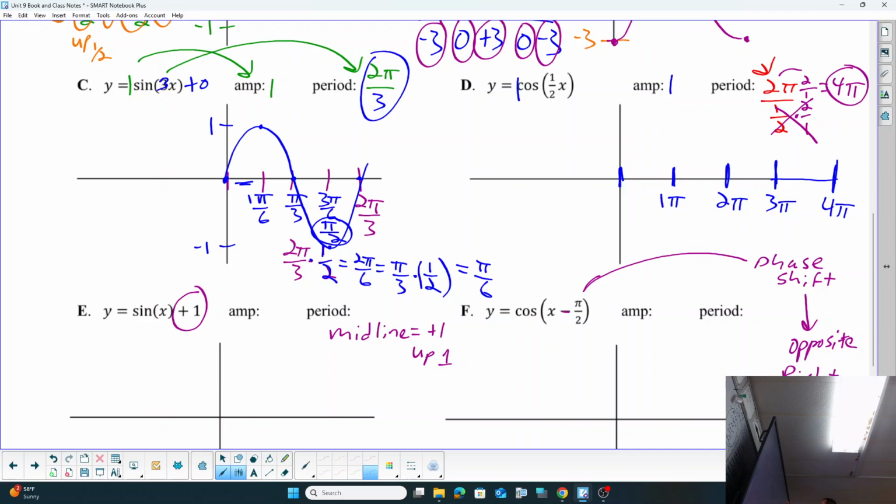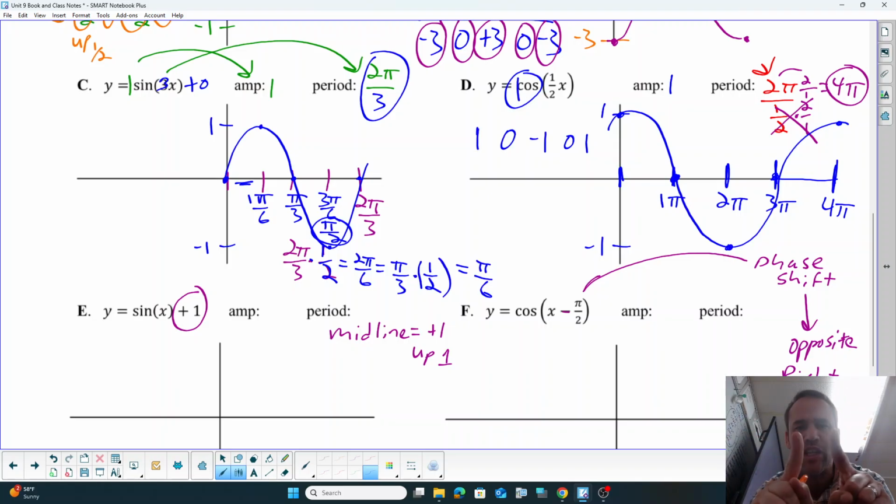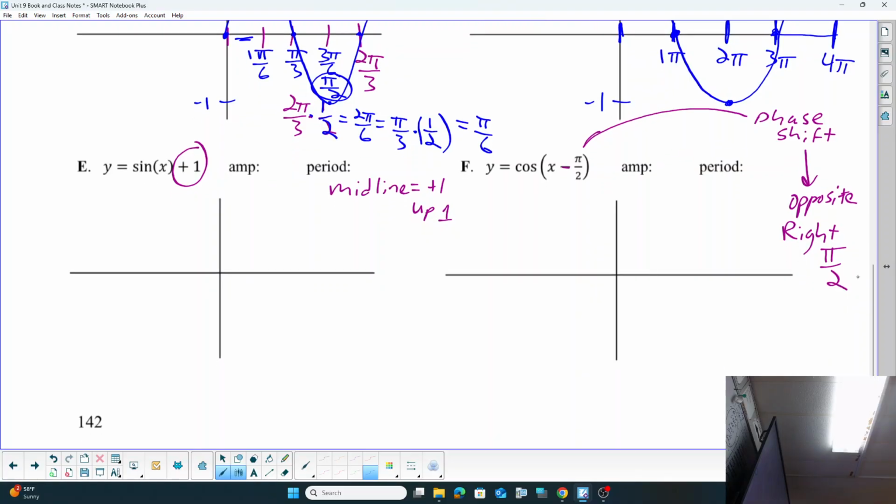Okay, so cosine, remember, cosine is 0, it's 1, 0, -1, 0, 1. So 1, 0, -1, 0, and 1. So the graph goes up and then down and then up again. So it's just really stretched horizontally. Really stretched horizontally.